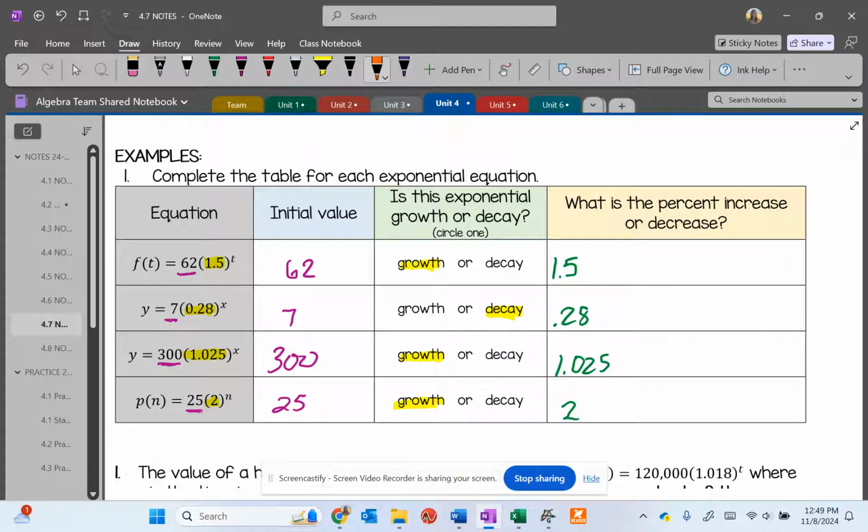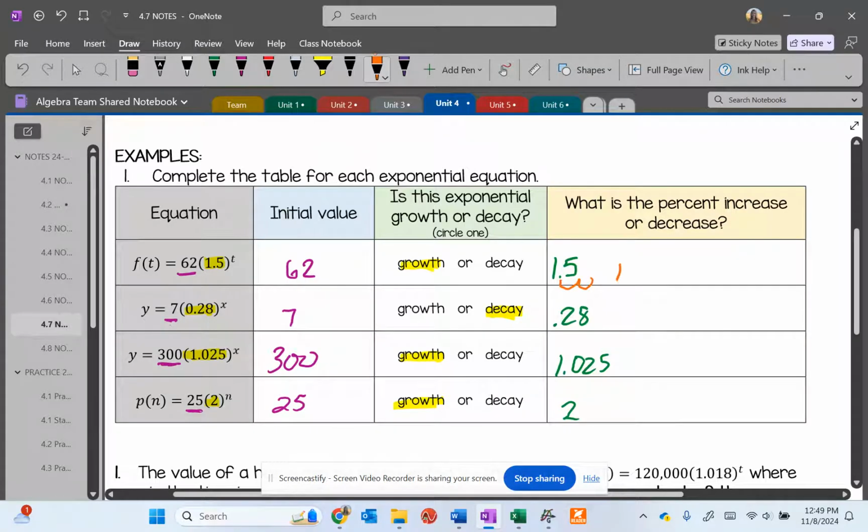This is a decimal. Remember, we got these numbers in the past few days by moving the percent decimal place 2 spaces to the left to write it as a decimal. So we're going to go backwards, and in order to write our decimal as a percent, we're going to multiply by 100 or move the decimal place 2 spaces to the right. So that becomes 150%. This becomes 28%. This one becomes 102.5%. And this becomes 200%.